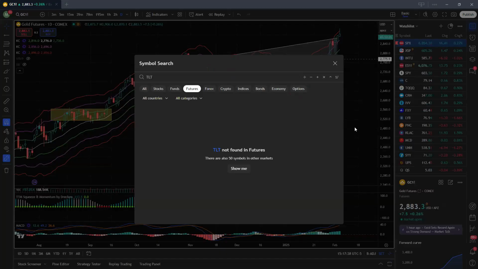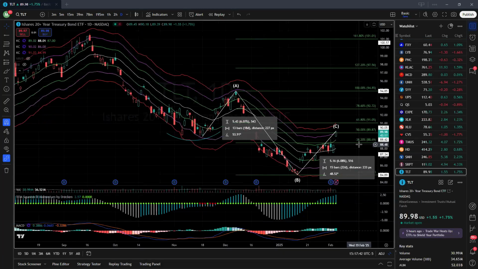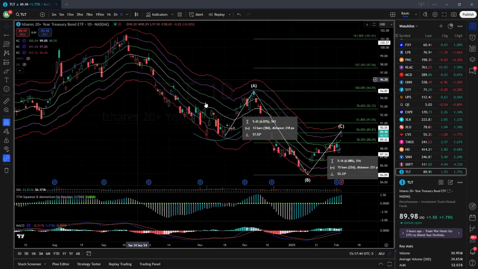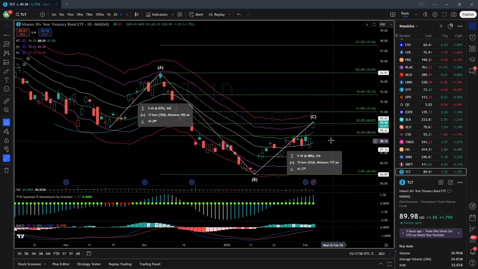One more thing I'm going to look at is everybody's favorite, TLT. We saw bonds come down. We talked about why bonds are down, even though rates are coming down, so we're not going to go into that. But sometimes I look at these symmetries, and these are measured moves. So we saw a swing high from November 2024 to about December. So in about a month, we moved up.